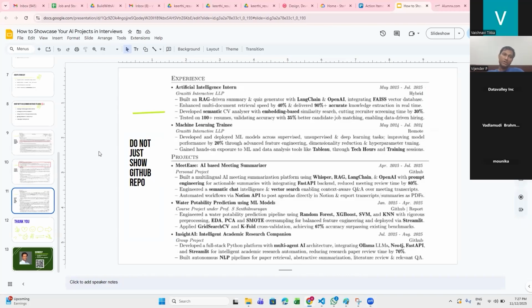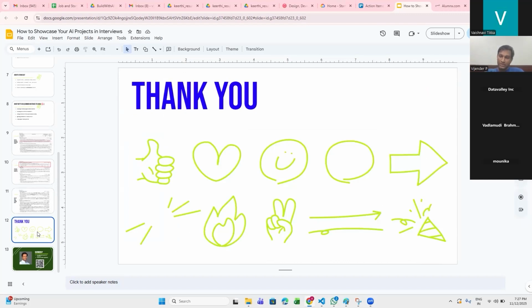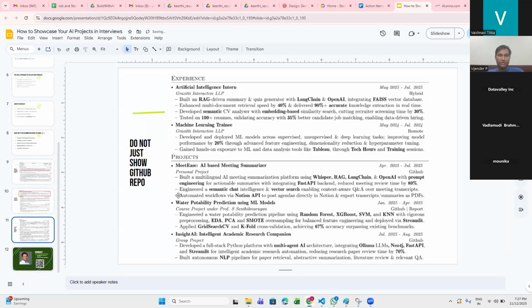Third, do not just show a GitHub repo. This is also what I said. For example, this RAG project that this candidate has done, if the candidate can showcase it to me, then I ask specific questions on that. If you used LangChain, did you use LangGraph? Why did you not use LangGraph? Or instead of LangChain, could you have considered some other framework? I ask more questions. So show some real-world deployed projects if possible. That always helps.